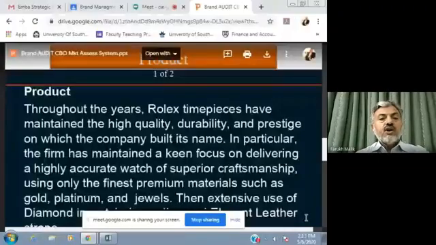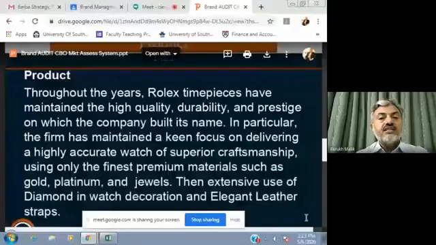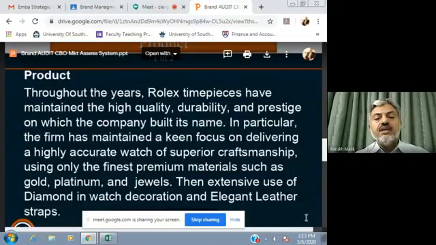So the product, first look at the product. All of these things are now being discussed under the head brand inventory. Throughout the years, Rolex timepieces have maintained the high quality and durability and prestige on which the company builds its name. And in particular, the firm has maintained a keen focus on delivering high quality, accurate watches of superior craftsmanship using only the finest premium materials that were available, such as gold, platinum, and jewels.